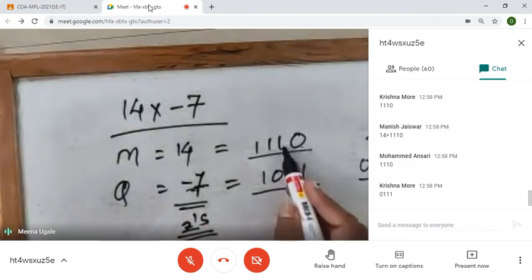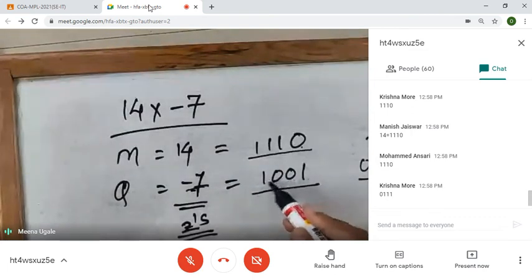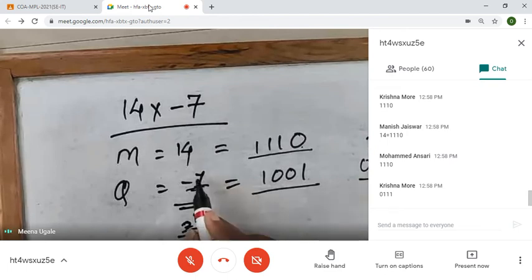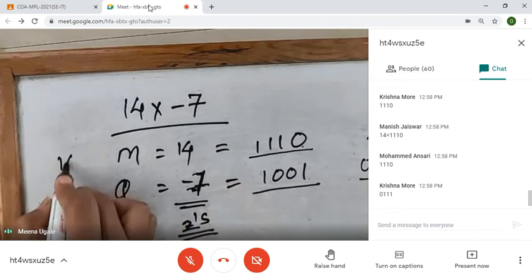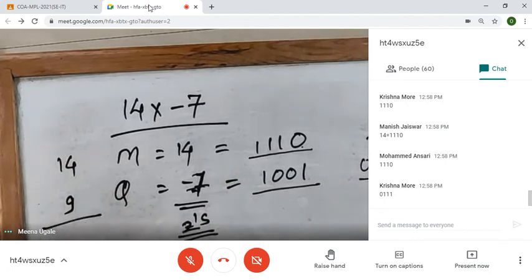But in the normal way, when I read 1001, what am I going to find? Don't consider 2's complement. Normally it is 9. This is 14 and this is 9. All of you are getting what I am trying to say.